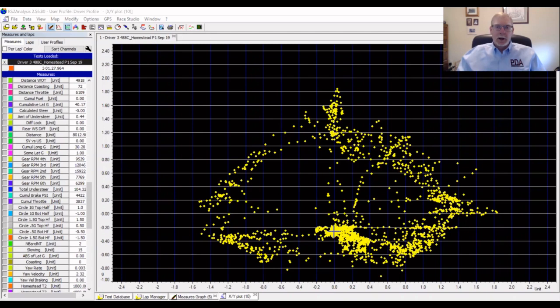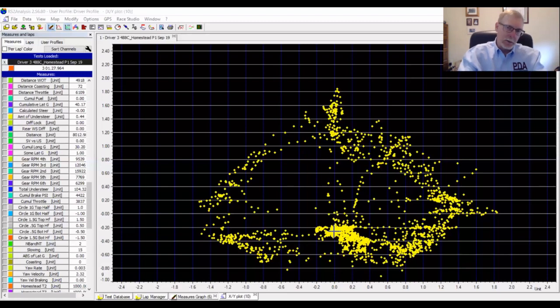So on my screen here, I have a friction circle, and you may notice that it may be opposite of what you're usually looking at. A lot of times the friction circles are upside down compared to this. But if you don't know what comprises a friction circle, it's simply your lateral G's on the x-axis and your longitudinal G's on the y-axis.